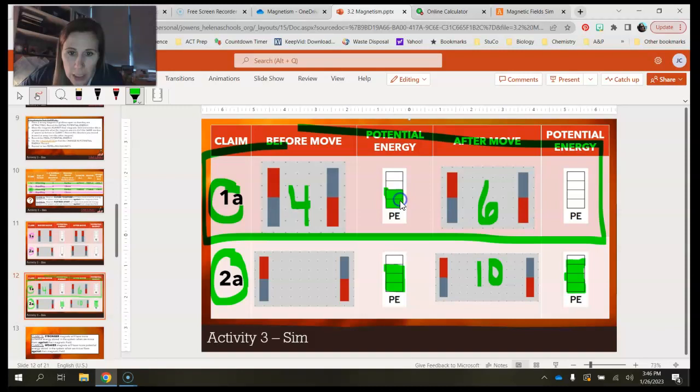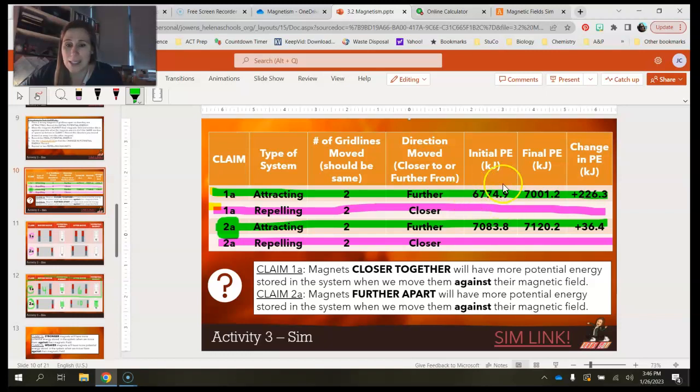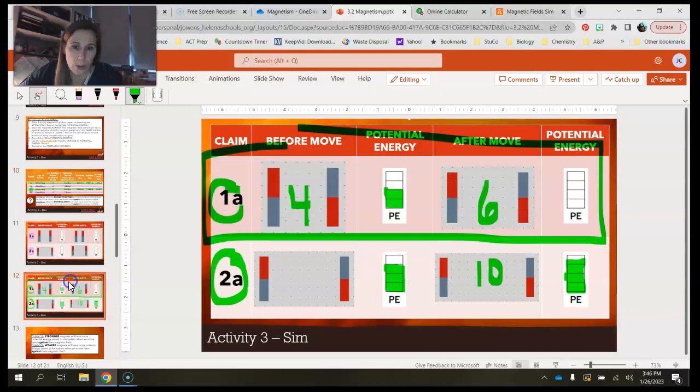Okay, so this shows that initially we had less energy in this system. And when we moved them closer together, we did increase. We went from 6,774.9 to 7,001.2. Okay, so I am going to show maybe a little bit bigger increase. We're about the same here. Okay, so I went from like 2 bars to 3 bars. This one I only went from 3 bars to a little bit more than 3 bars.